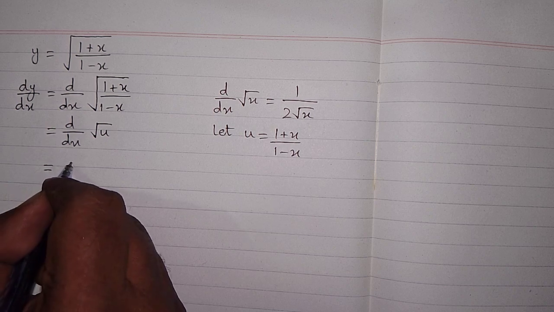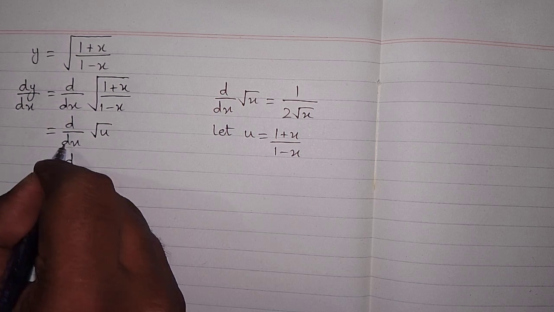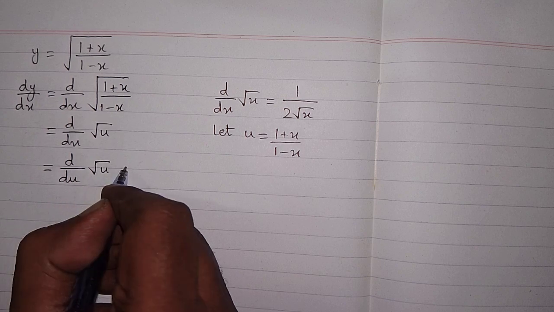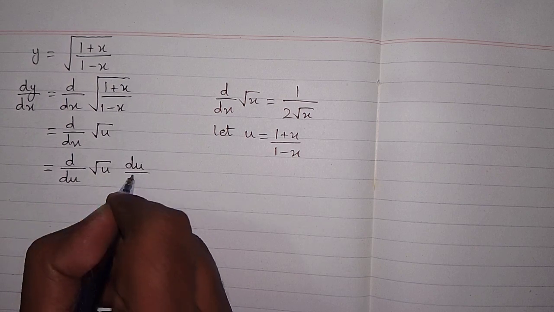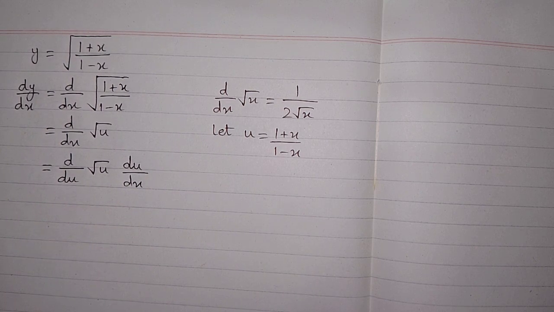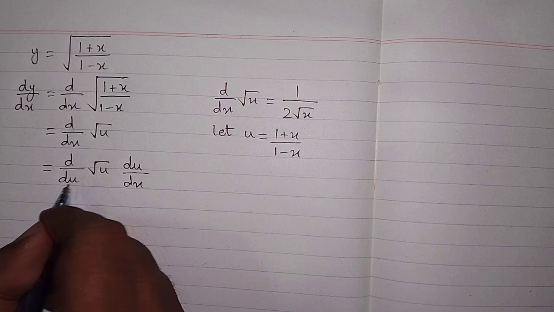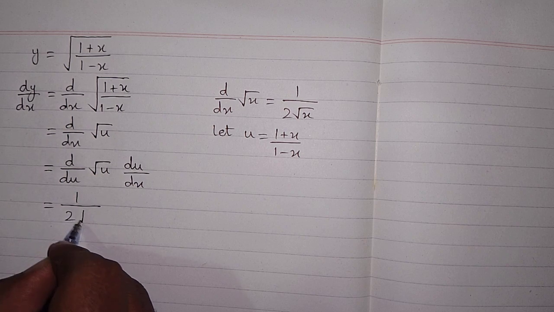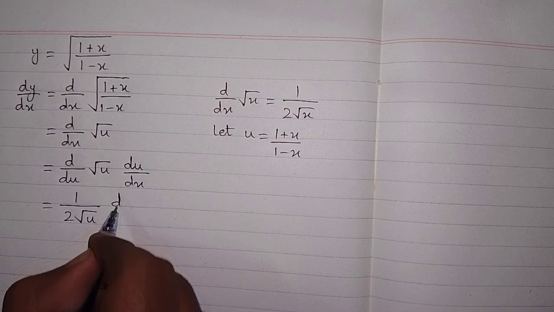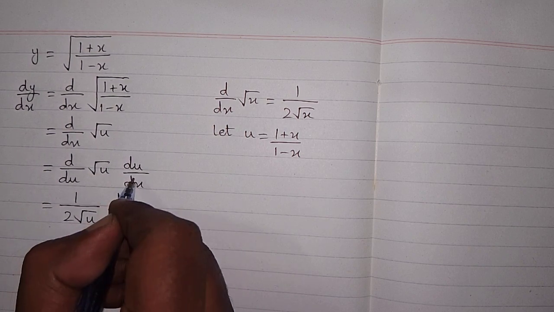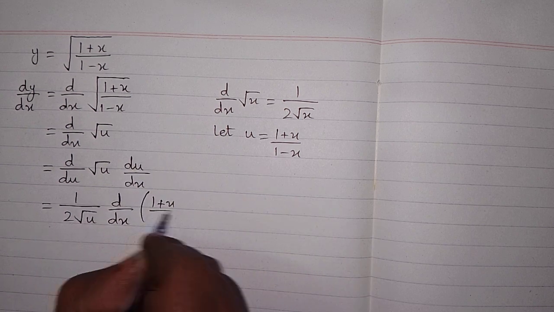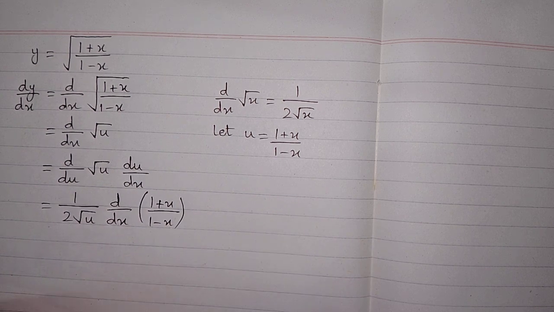So we will apply chain rule and replace this dx by du and multiply it by du by dx. This is called the chain rule of differentiation. Now we can differentiate this function. So we have 1 upon 2 square root of u multiplied by the derivative of u, and u is (1 plus x) upon (1 minus x).